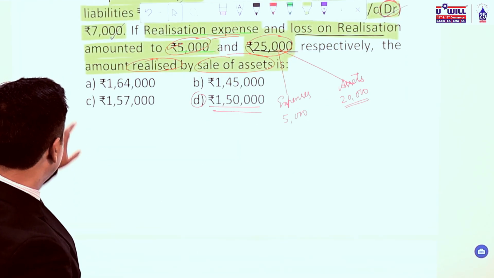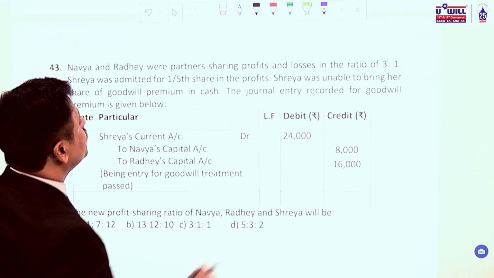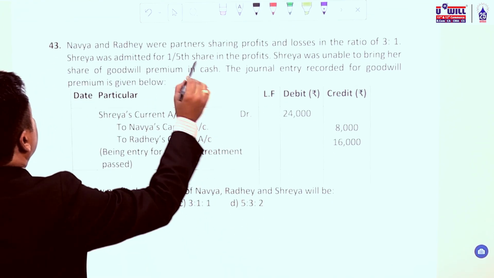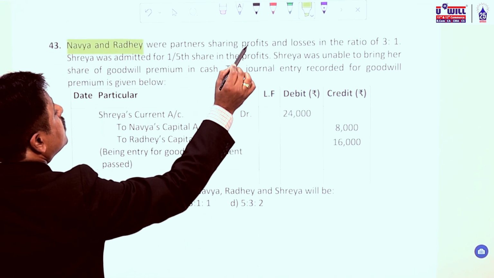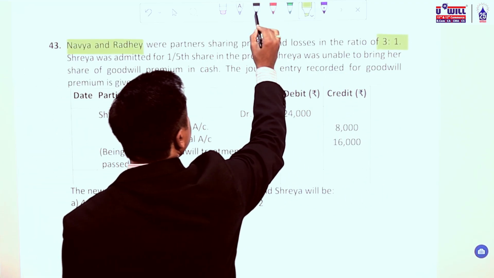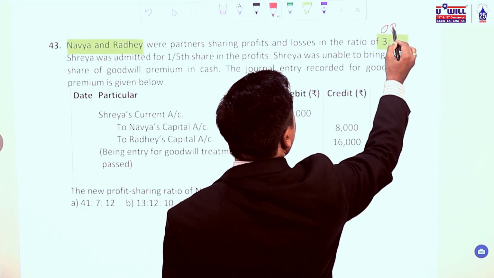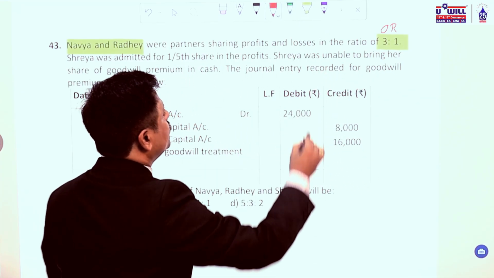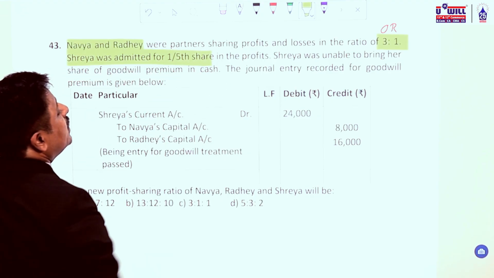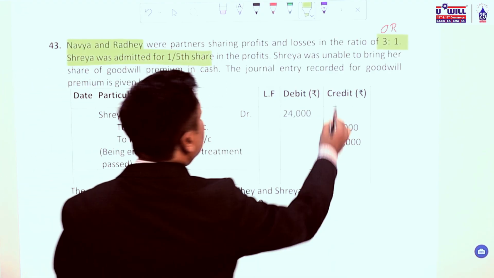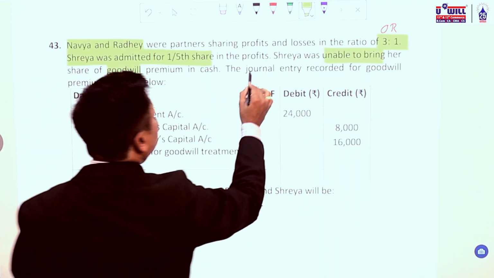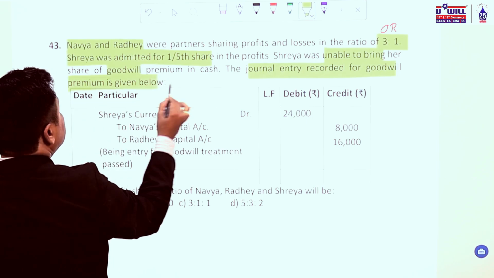Going to question number 43. Navya and Radhe were partners sharing profits and losses in the ratio of 3:1. So that is the old ratio. Further, Shreya was admitted for 1/5 share in the profits. Shreya was unable to bring her share of goodwill premium in cash. The journal entry recorded for goodwill premium is given below.